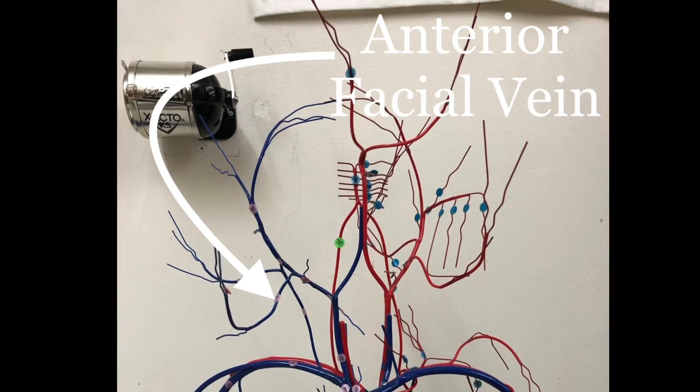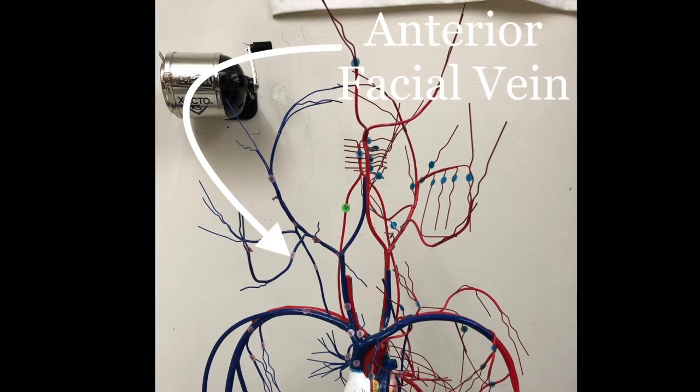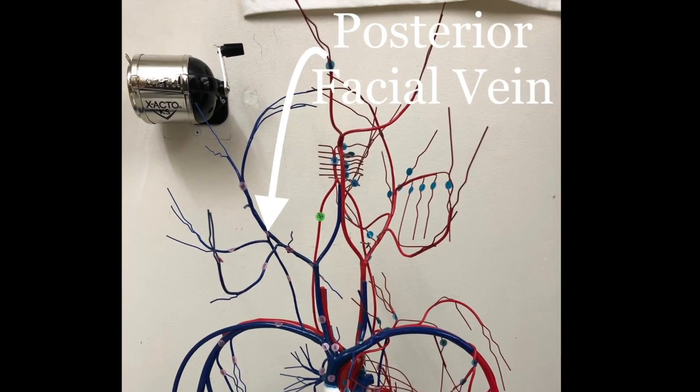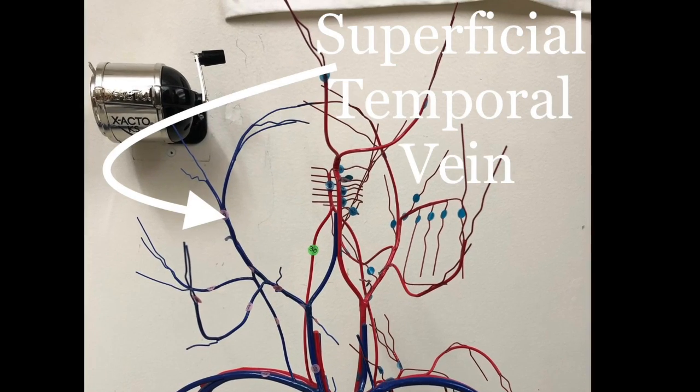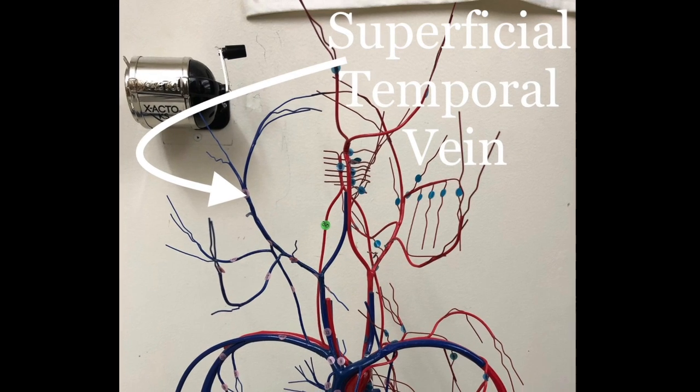Next, we have the anterior facial vein. It merges with the postfacial vein, forming the actual facial vein, the posterior facial vein, and the superficial temporal vein, which feeds into the posterior facial vein.